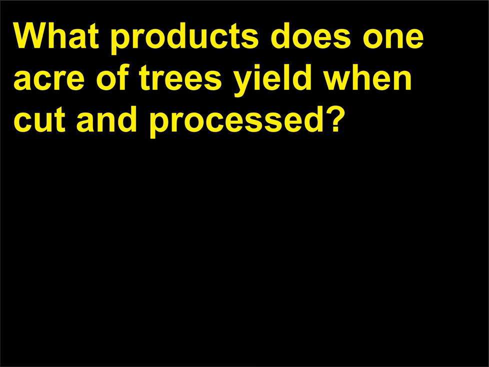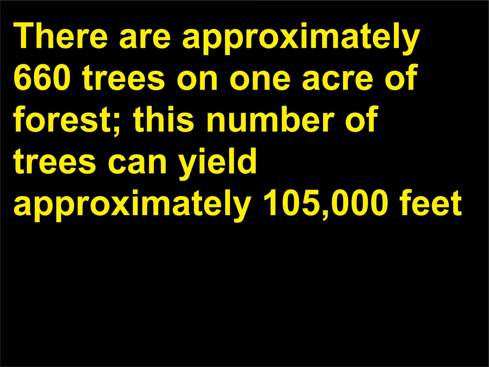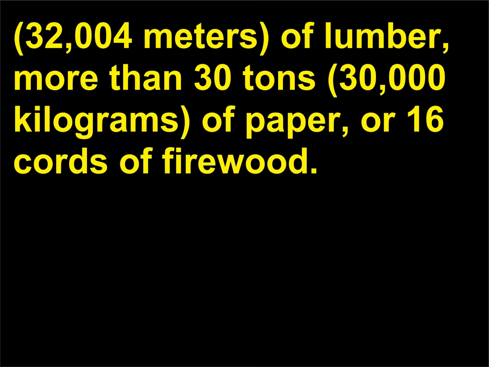What products does 1 acre of trees yield when cut and processed? There are approximately 660 trees on 1 acre of forest. This number of trees can yield approximately 105,000 feet, 32,004 meters, of lumber, more than 30 tons, 30,000 kilograms, of paper, or 16 cords of firewood.